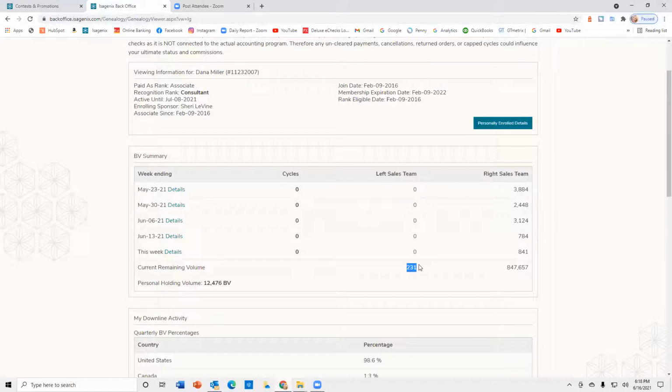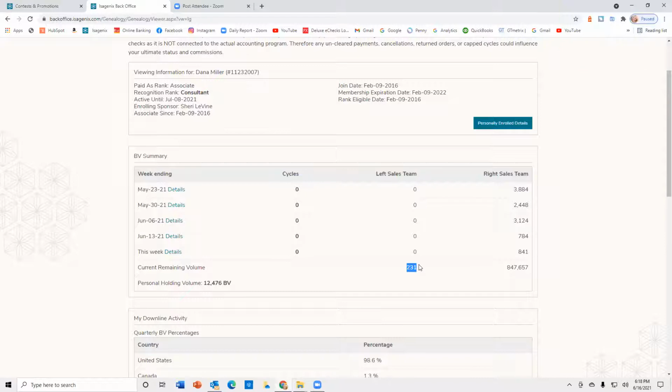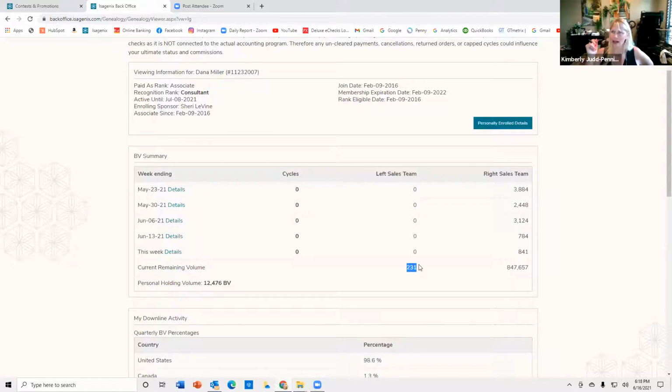Does that mean if she started to become a consultant again, because she hadn't been, she goes out and decides, well, I'm going to become a consultant again, and she gets her two people? Yes. Does she get the 2,000 right off the bat? Yep, she'll get the 42 cycles right off the bat.